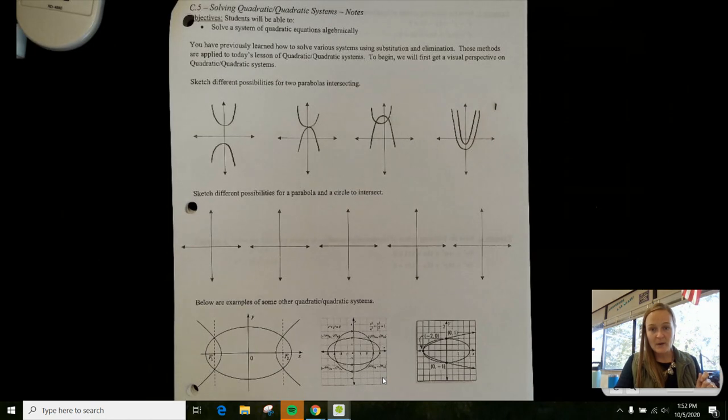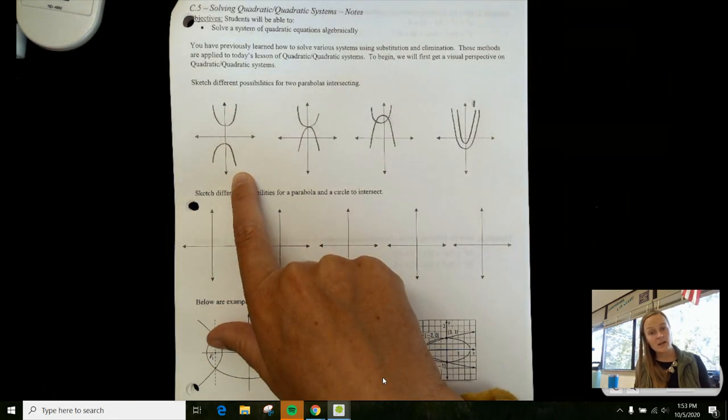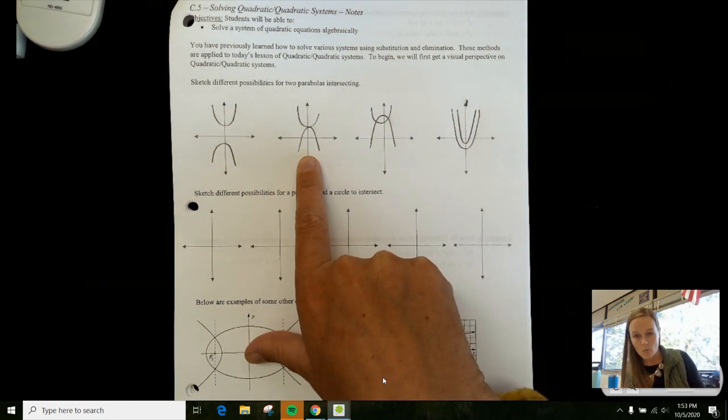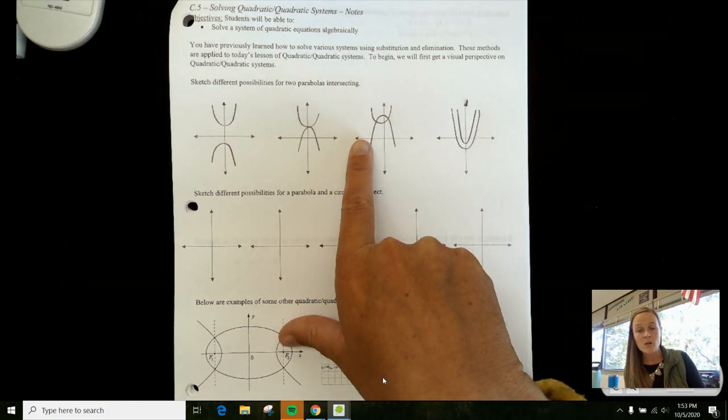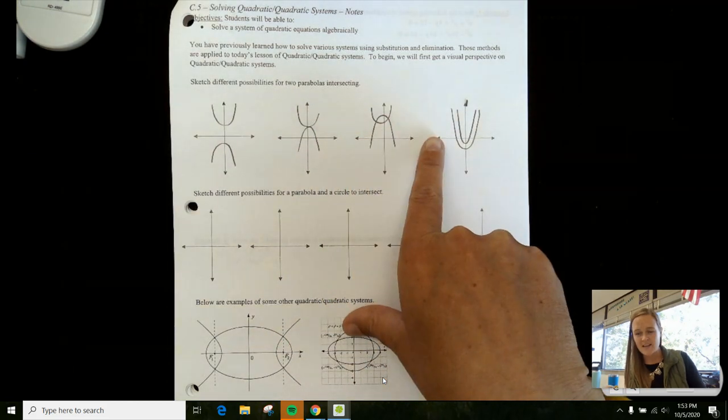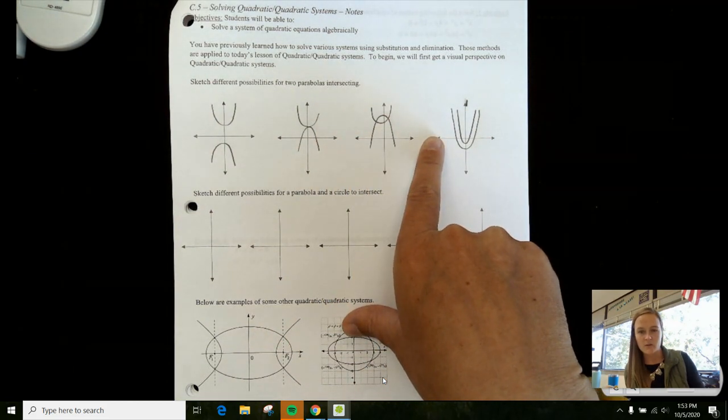I'm going to go back to my notes so you can see what I've drawn here. I have the no solution that I showed you first. I have the one solution of them touching once, two solutions here, and then I have that other version of a no solution.